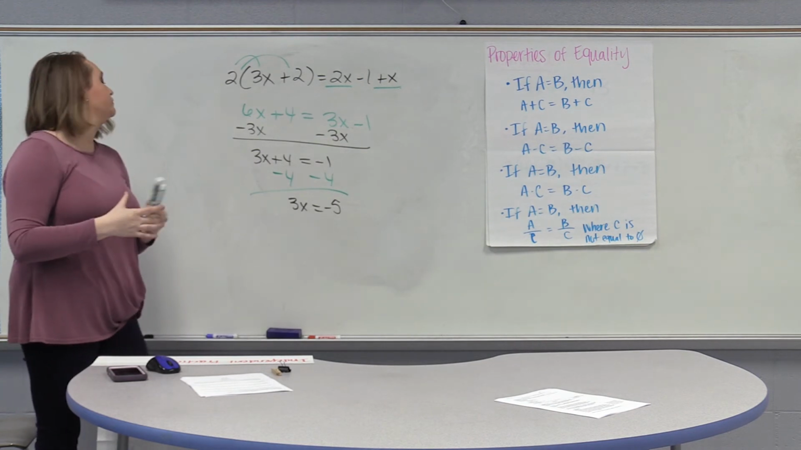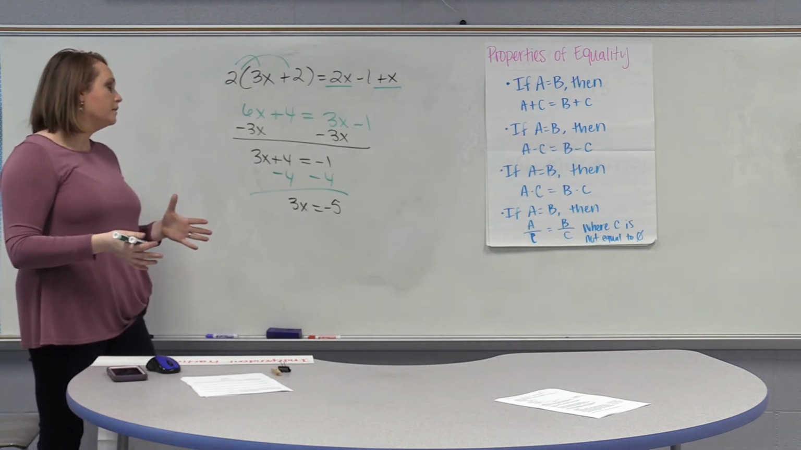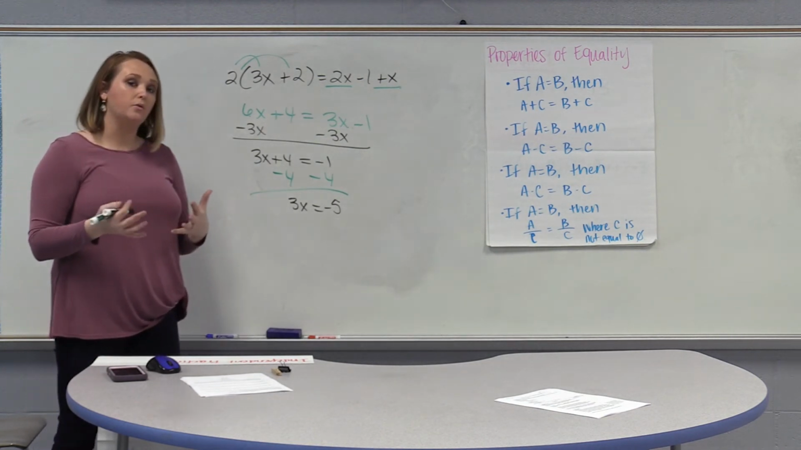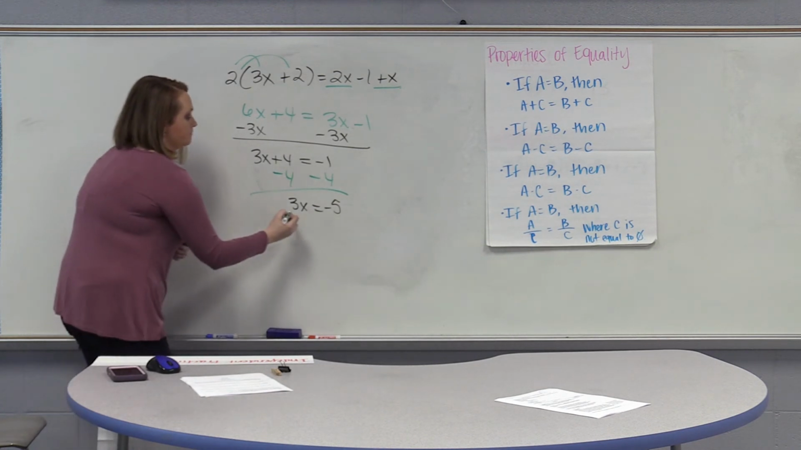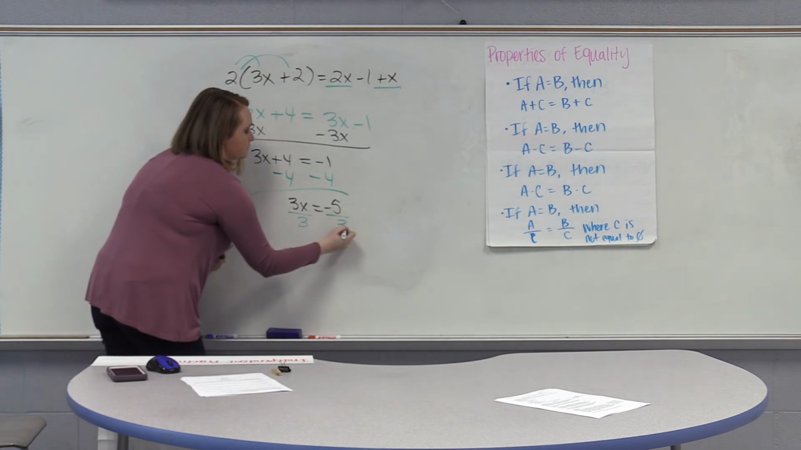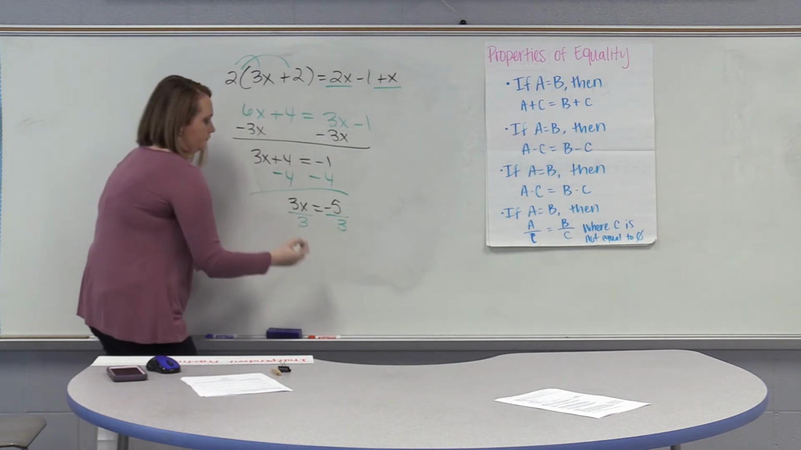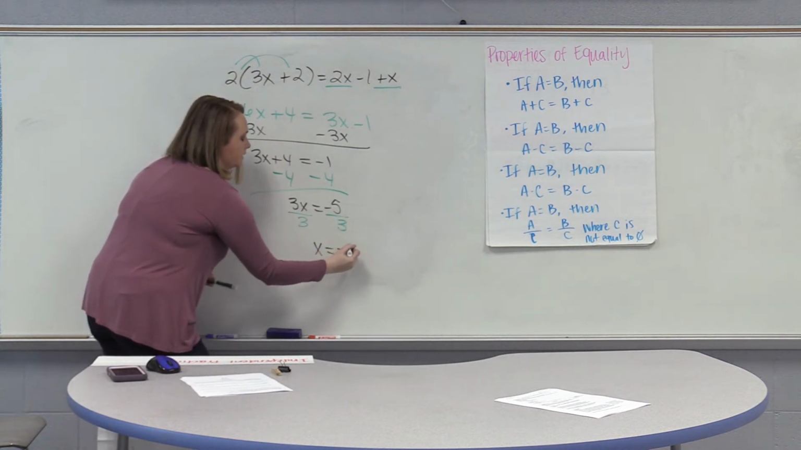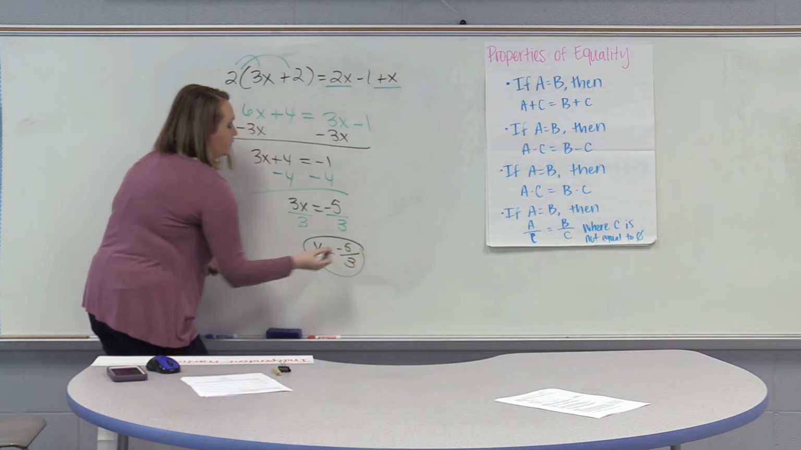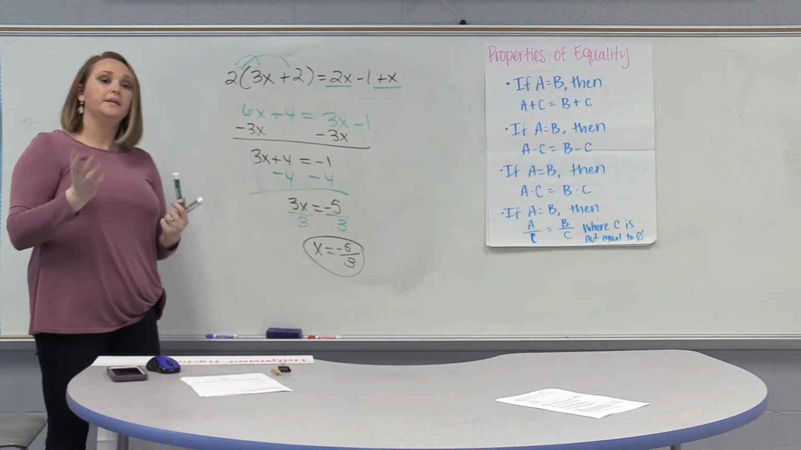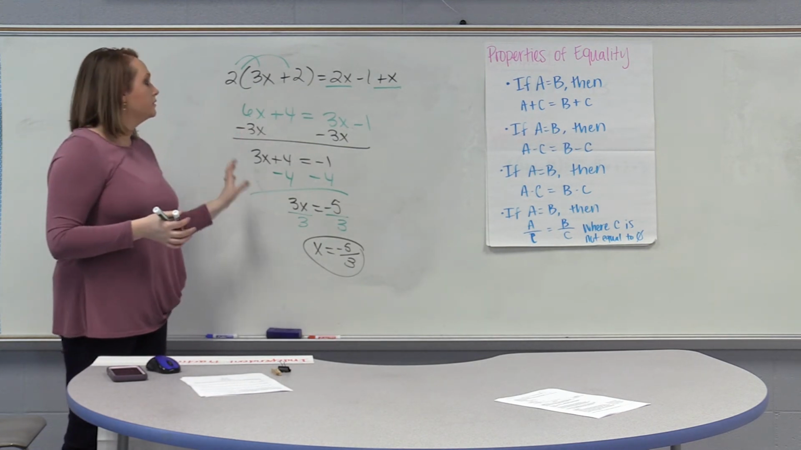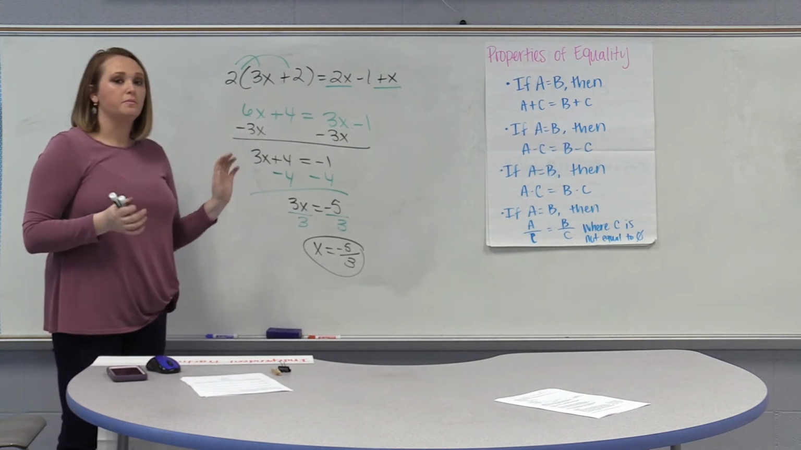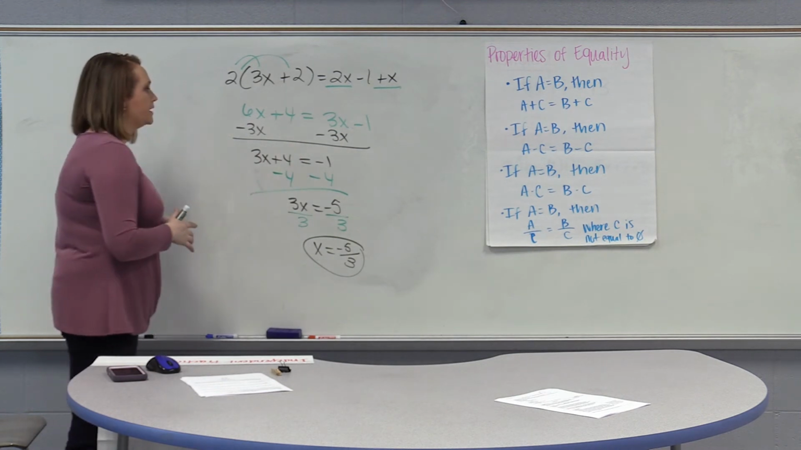So now we're going to use the property: if A is equal to B, then A divided by C is equal to B divided by C, if C is equal to 3. And the value of x is equal to -5/3. Now again, I have to see if -5/3 satisfies my equation by plugging it into both sides of the equal sign.